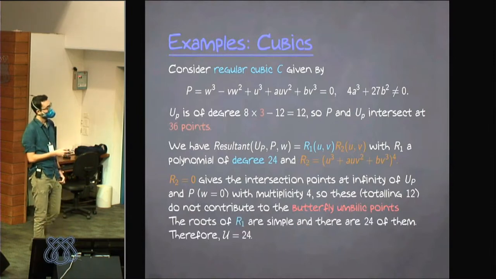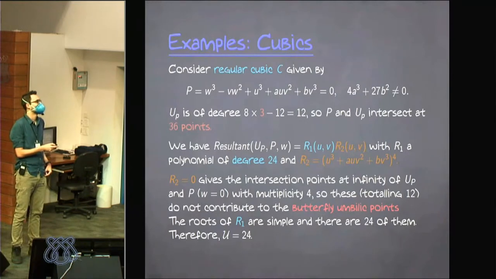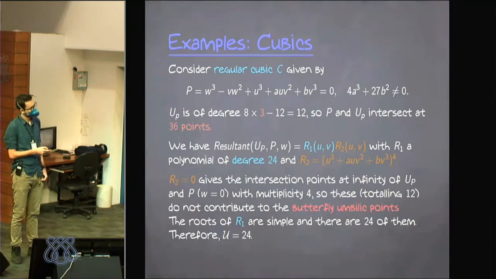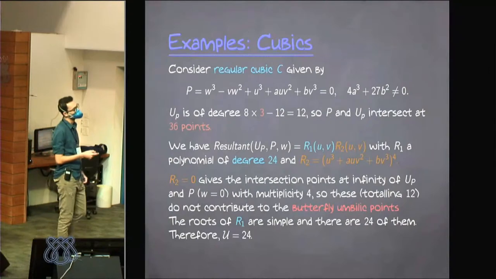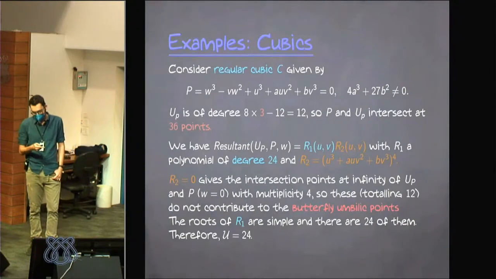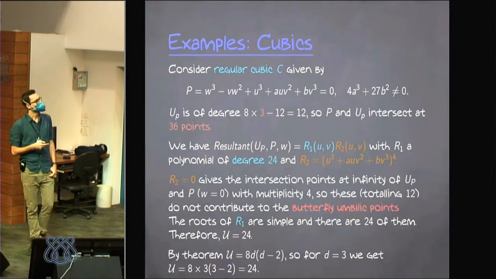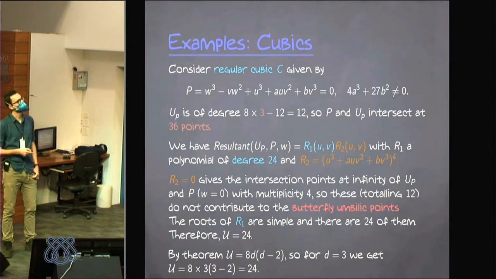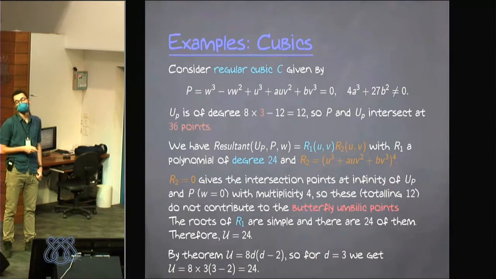And of course, the roots here are simple, and we obtain, therefore, that the number of butterfly umbilical points is 24. But if I substitute directly our formula, substitute P, we put the algebra formula, we obtain it directly. Okay?